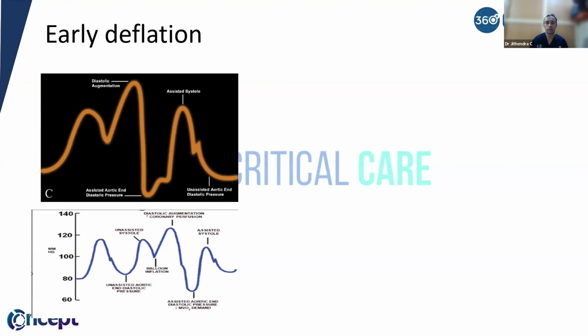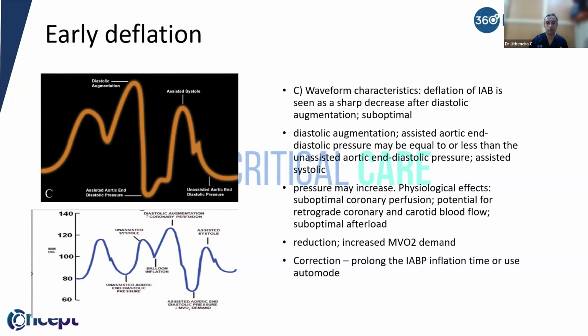That means it was supposed to provide some support. Before it would complete its support, it has already got deflated. So what is happening because of that? You don't get significant diastolic augmentation, so it is not very effective. The afterload reduction doesn't happen. Even before the LV starts pumping the blood, it has already got deflated. It was supposed to get deflated at the start of systole, but it has got deflated before that. Now the LV has to pump against the same afterload, so there is no reduction in the afterload. Because of that, there is increased myocardial oxygen demand.